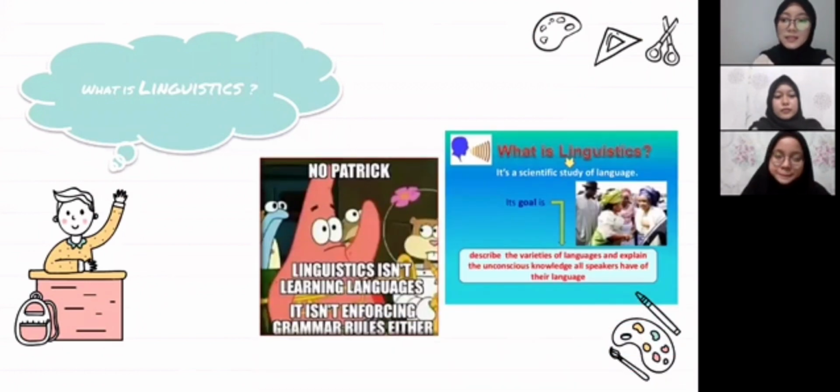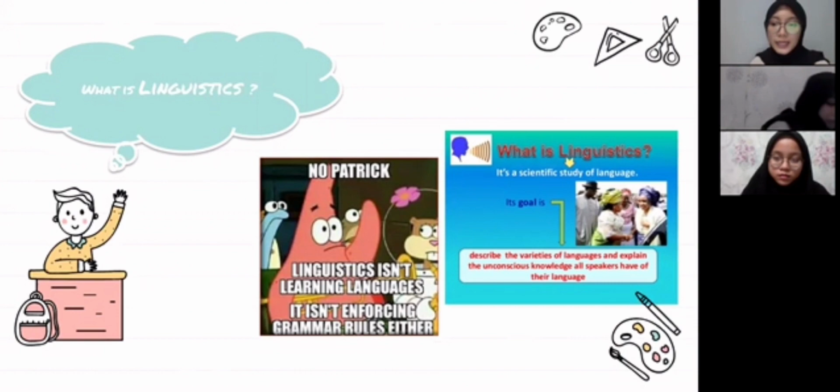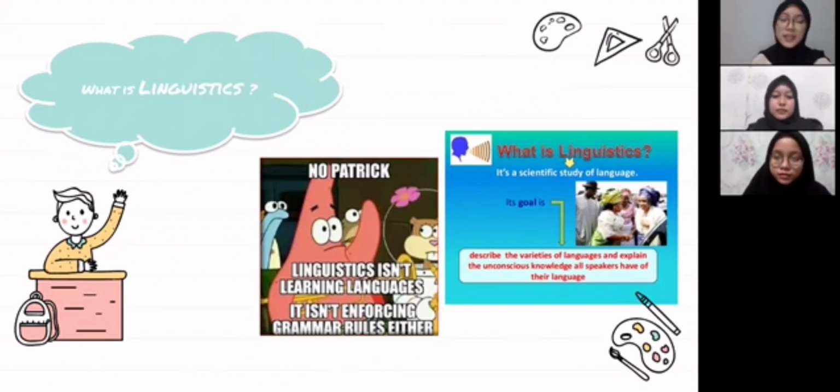Because linguistics is a scientific study of language, what is the goal of linguistics? The goal is to describe the varieties of languages and explain the unconscious knowledge all speakers have of their language.